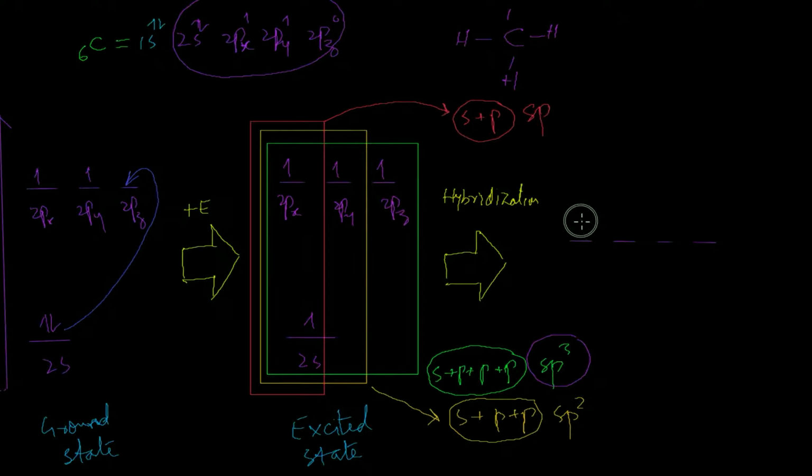One, one, one, and one. Because these are formed by mixing of 1s and 3p, these are called sp3. One of the sp3 hybridized orbitals, the second one, the third one, the fourth one. As many atomic orbitals combine together, as many new atomic orbitals called hybridized orbitals will be produced. So here we have four sp3 hybridized orbitals produced.